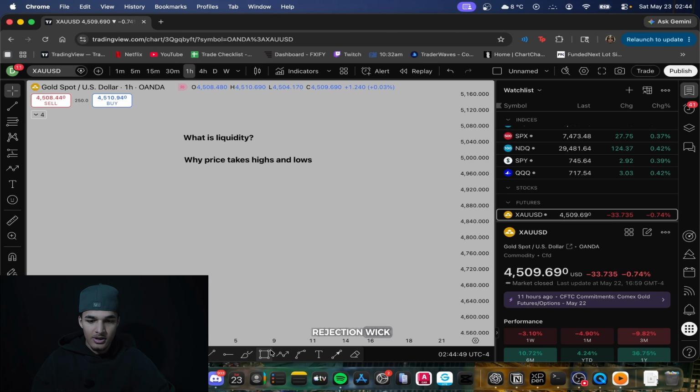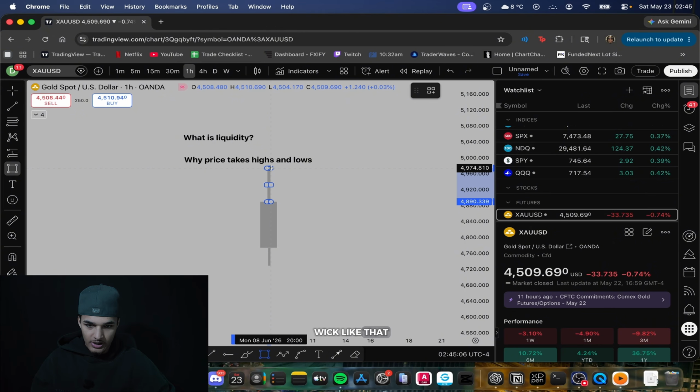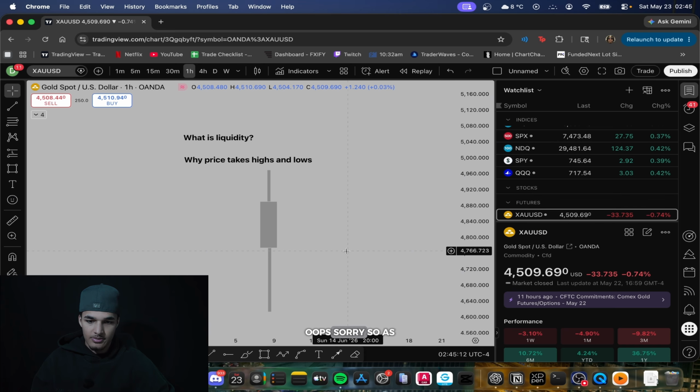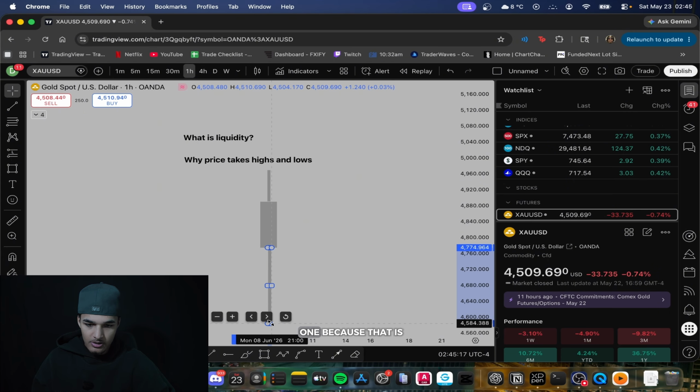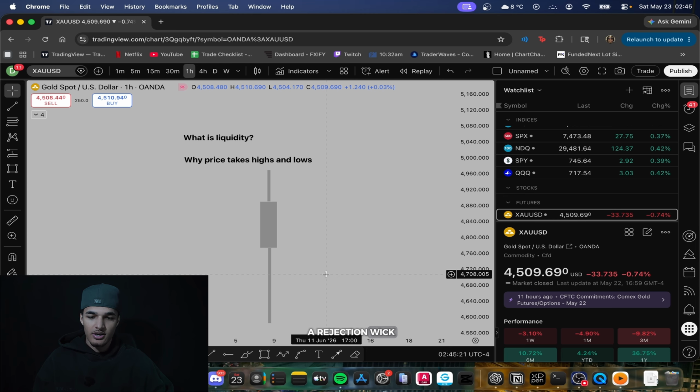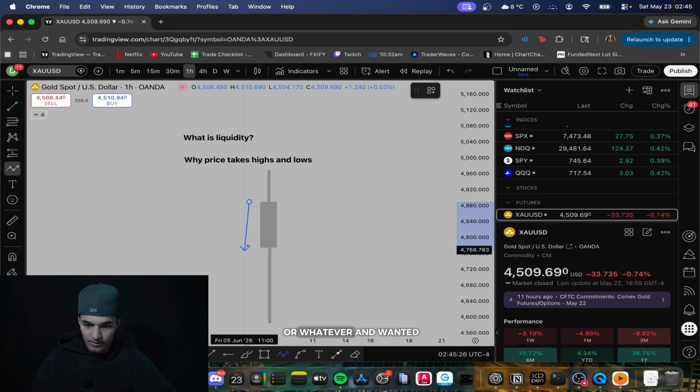Another form of a liquidity sweep, or taking liquidity, is a rejection candle or a rejection wick. So let's say this is a candle. We have a wick like that and a wick like that. As you can see, this wick is a lot larger than the other one because that is a rejection wick. Basically, price wanted to move down, and it did. But before it could close there, it already grabbed liquidity and made a move back up.